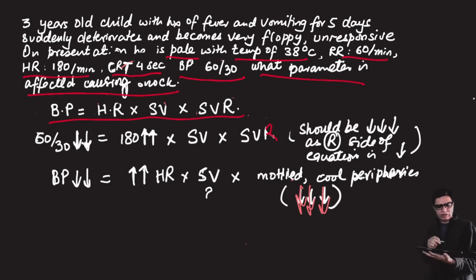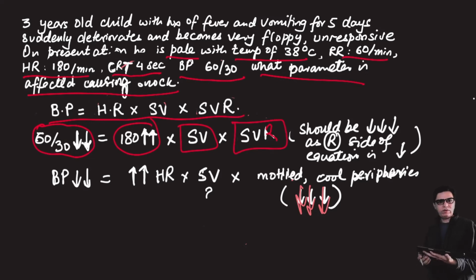Now in this case the blood pressure is 60 by 30, which is down. You are dealing with shock. Okay, fine. Issue number one, is it a problem with the heart rate? Heart rate is not down, in fact it is increased, 180, which is increased from what is normal for this age. So you have either a problem with stroke volume, or a problem with systemic vascular resistance.